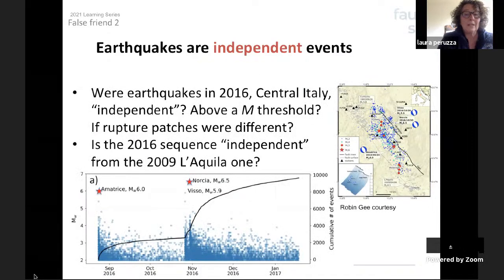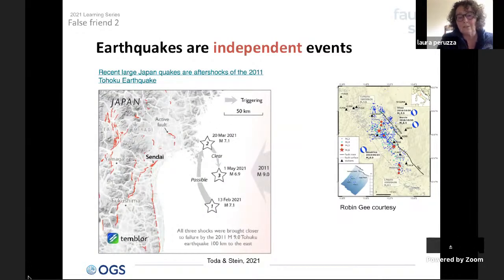But of course, earthquakes are not independent events. Again, showing the example of central Italy, we can say that earthquakes are independent above a given threshold of magnitude, for example, magnitude greater than 6, or if the patches of the rupture are not overlapping, and so there are different parts of the faults that are related to the earthquake. And again, is the sequence in 2016 independent from another sequence that occurred a few kilometers southward 7 years before, the L'Aquila sequence? Earthquakes are definitely not independent events.